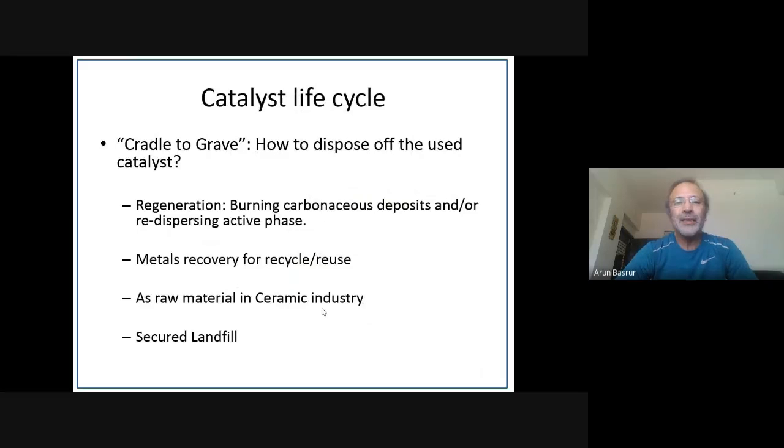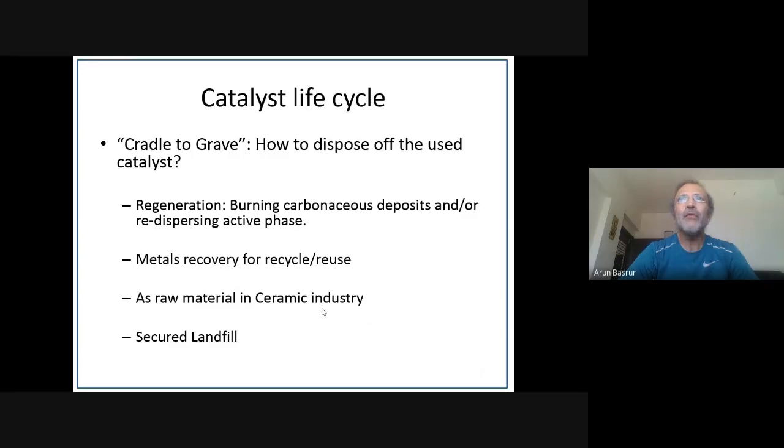Once the catalyst has completed its cycle, it's also important to know how to dispose of the used catalyst. The most desirable way of doing this is regeneration. In regeneration, you burn off carbonaceous deposits which are there on the surface of the catalyst by a controlled oxidation. Sometimes it is also necessary to redisperse the active phase, which could have undergone sintering in the reactor.